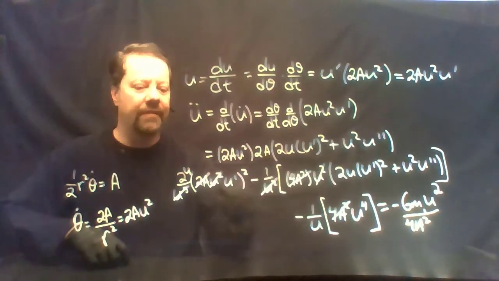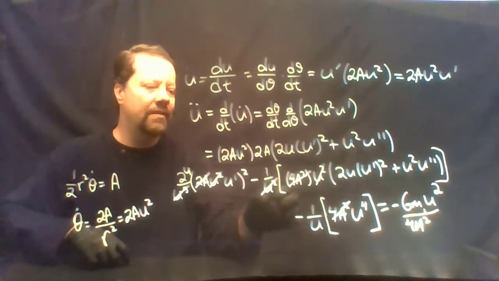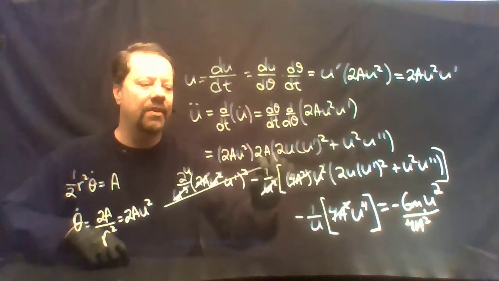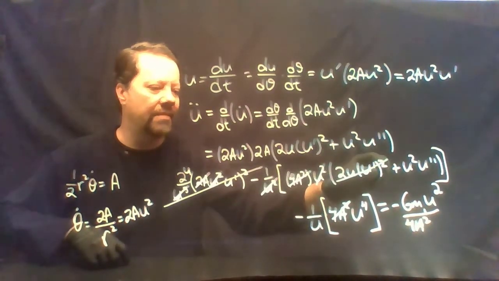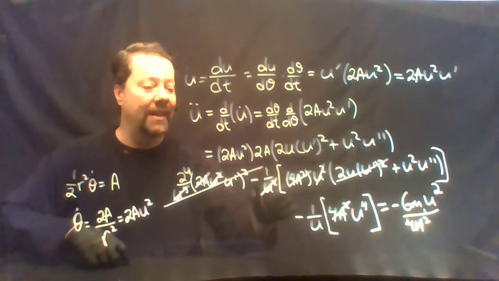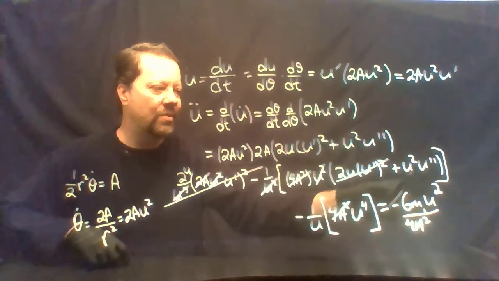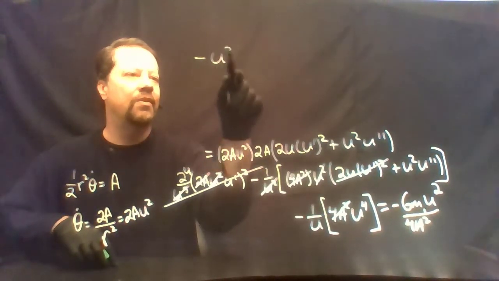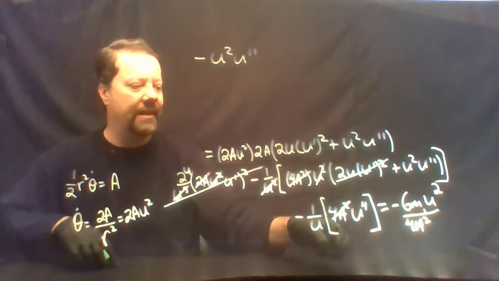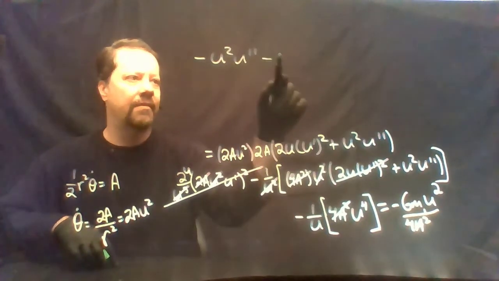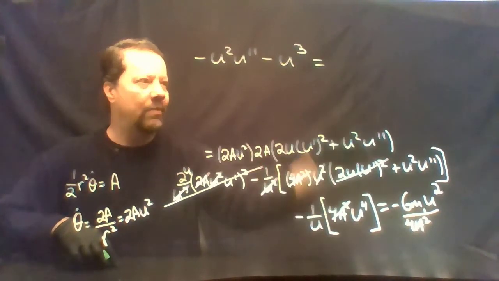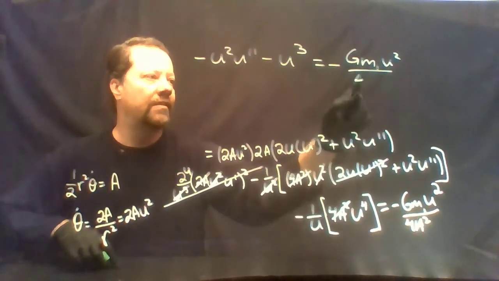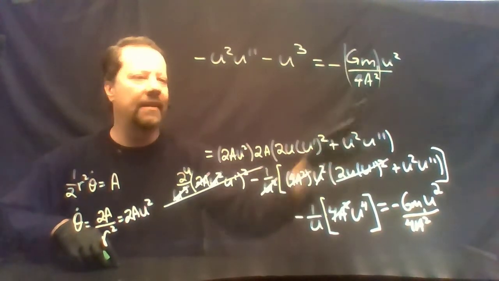And then what's left over? Here we have 2u u prime squared. We'll have a minus 2u u prime squared, so this whole term will cancel this whole term. Now, where are we? We still have this minus u squared u double prime. We still have this minus u cubed equals minus gm1 u squared over 4a squared, all of this being a constant.